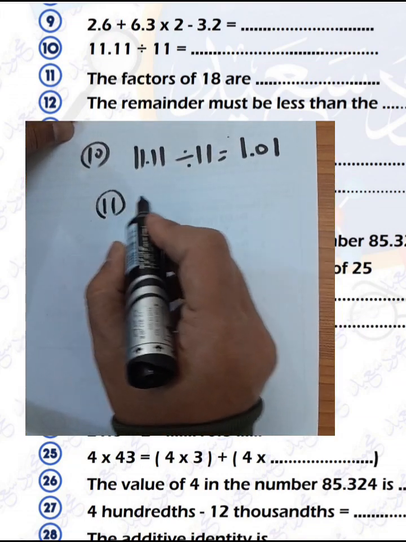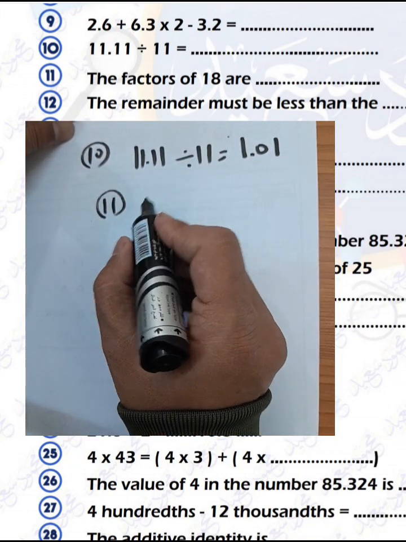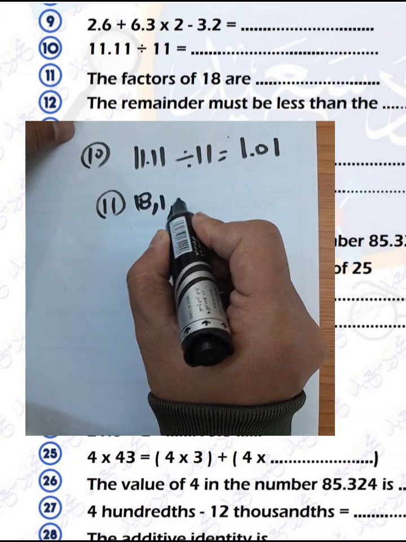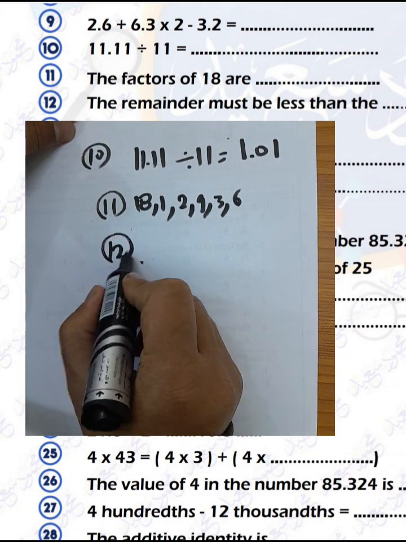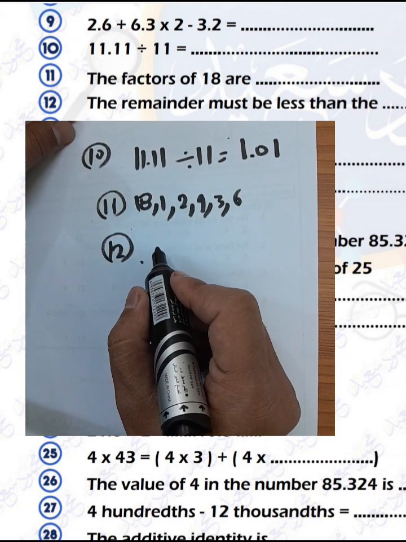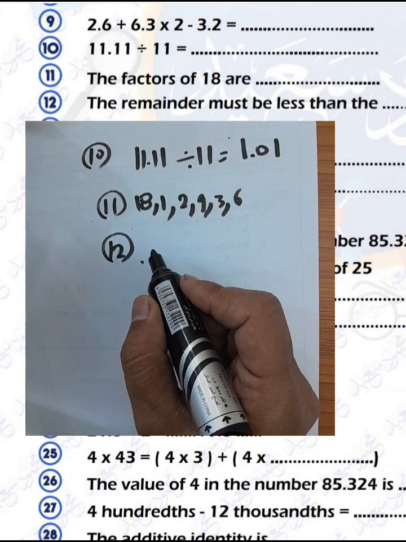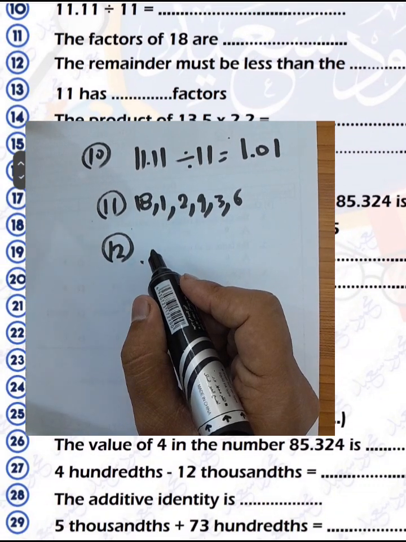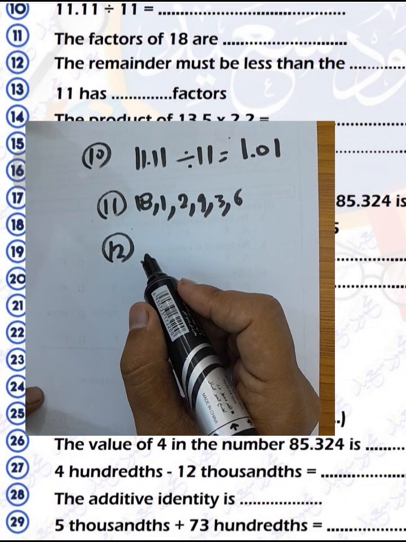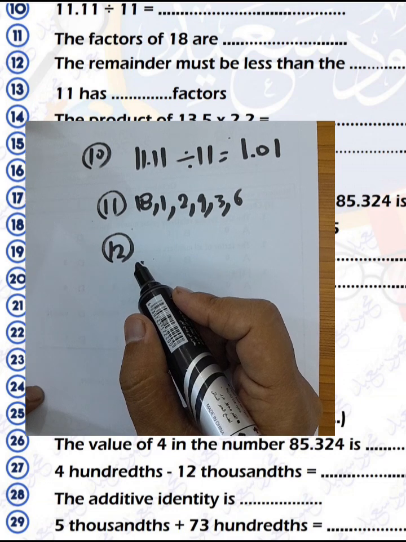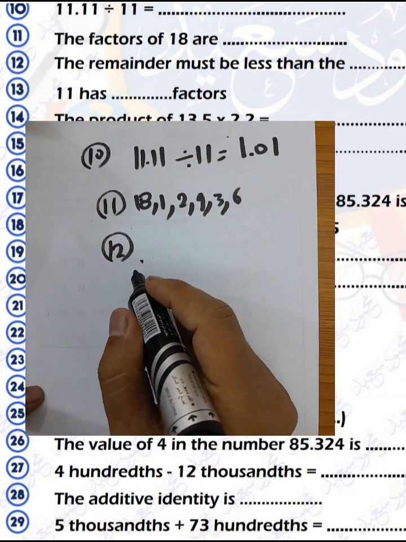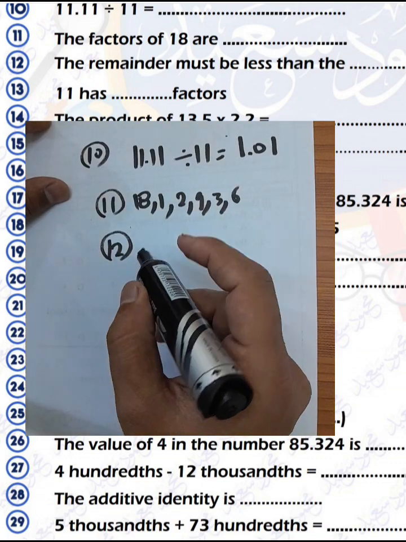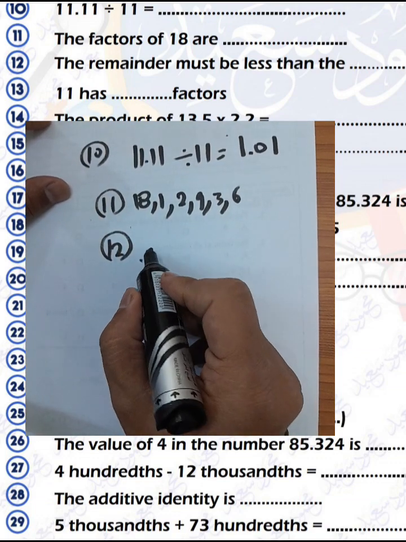Question 11. The factors of 18 are 18 and 1, 2 times 9 equals 18 and 3 times 6 equals 18. The remainder must be less than the divisor. We have the remainder must be less than the divisor, okay. The remainder must be less than the divisor.